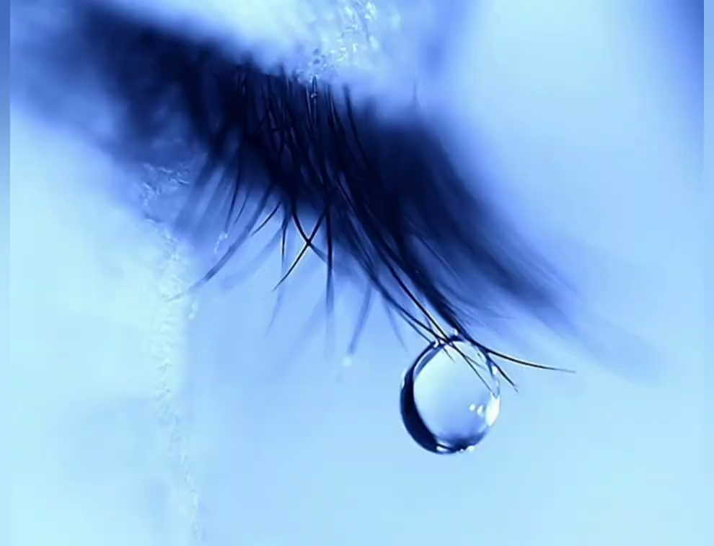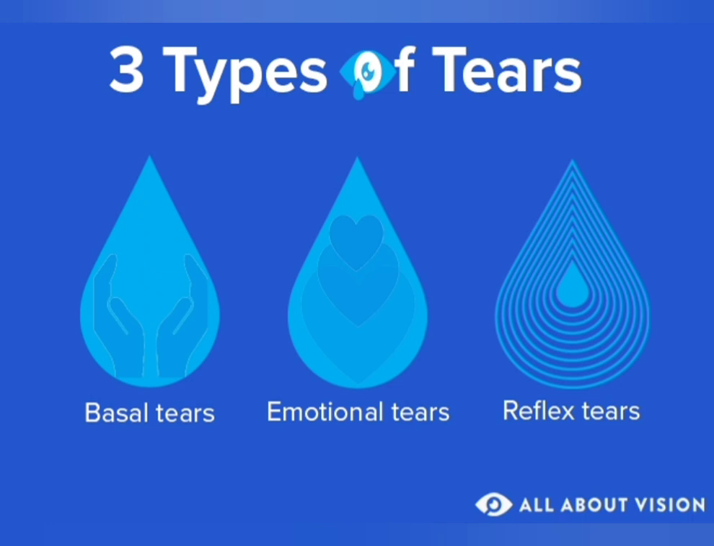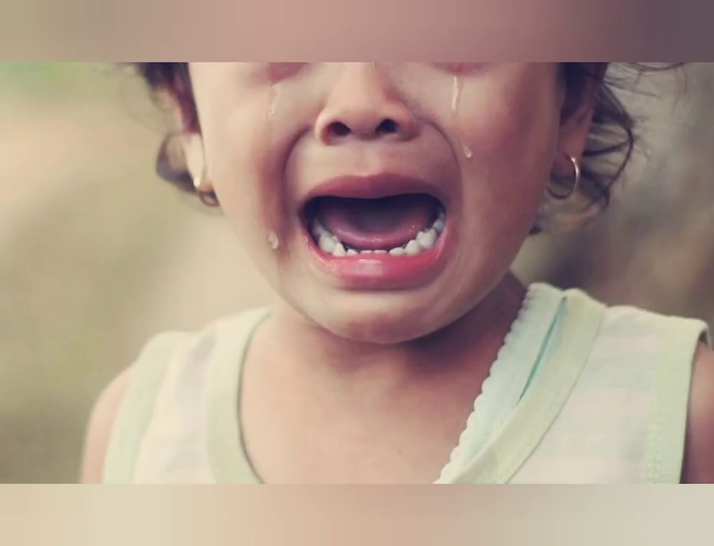Now have you heard that there are types of tears? Yes, there are three types of tears. One is basal tear, one is reflex tear, and the third one is emotional tear. Now in general we are always talking about emotional tears, because if someone is in pain, sad enough, or very happy, these emotions activate the tear glands and the water rushes out of it.